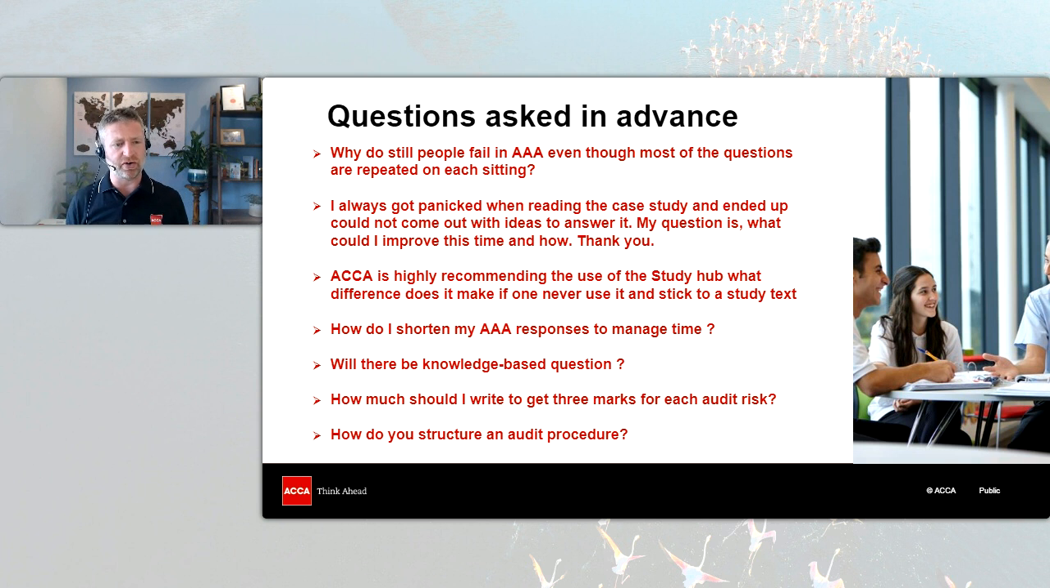The third question on here: ACCA highly recommends the use of the Study Hub. Do I need to use it? Do I need a study text? Okay, Study Hub is useful for the questions that are on it, the exam questions for AAA.